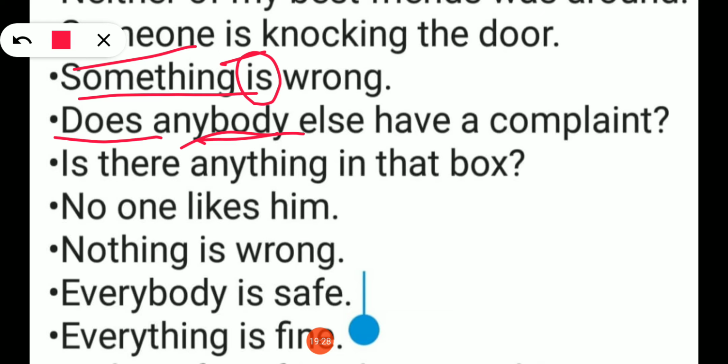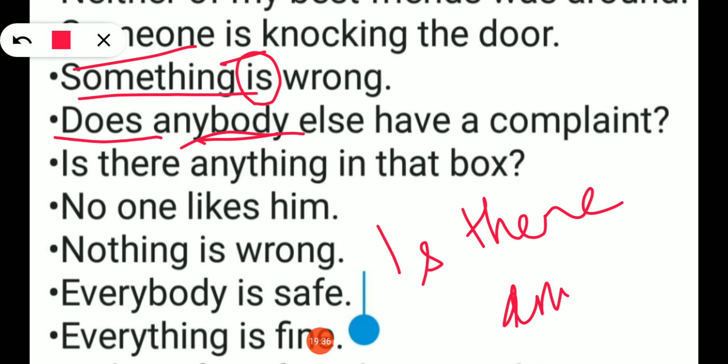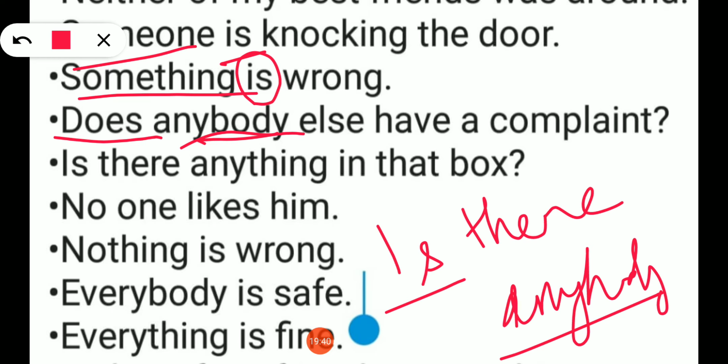Next one, is there anything in that box, or is there anybody. See, is there anybody? Here is is a singular verb. Is there anybody inside the room? Is there anything in that box? Does anybody else have a complaint? So in all of these we are using a singular verb.